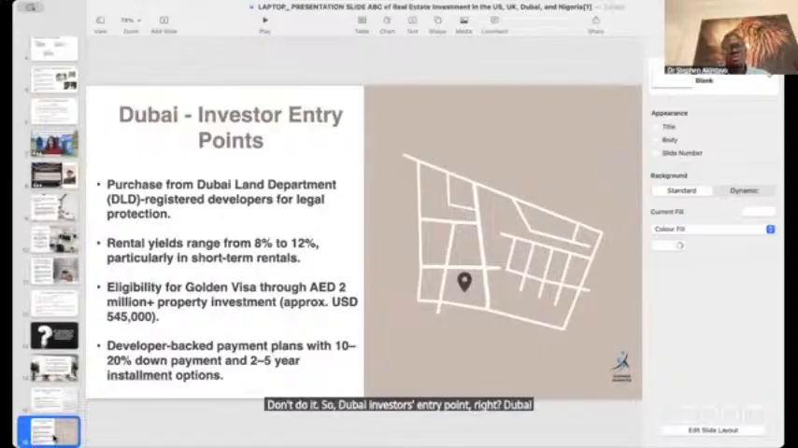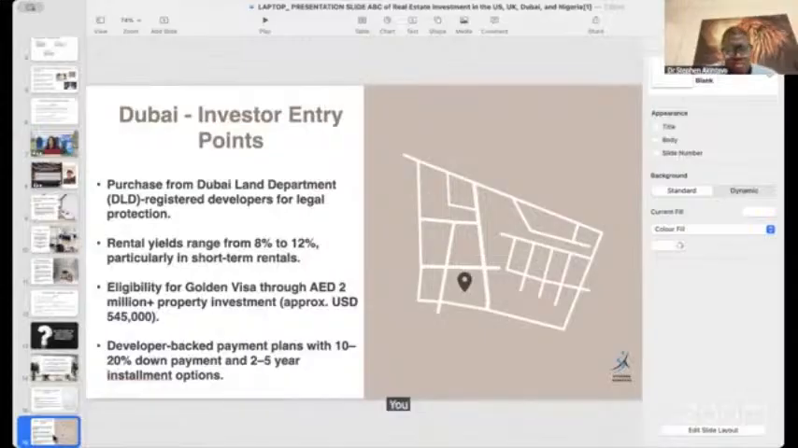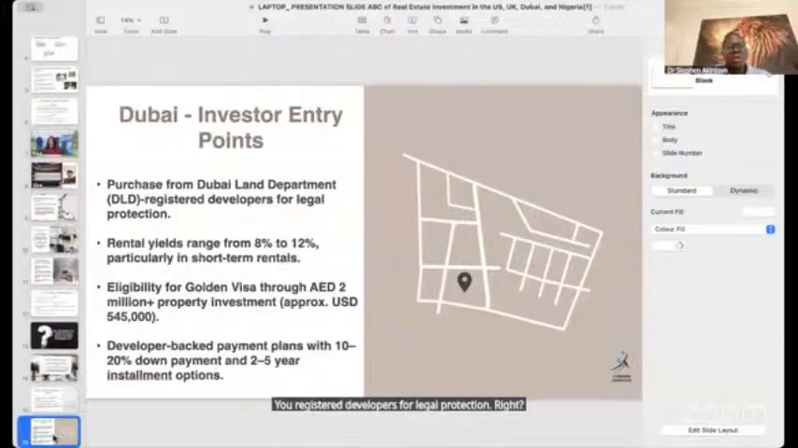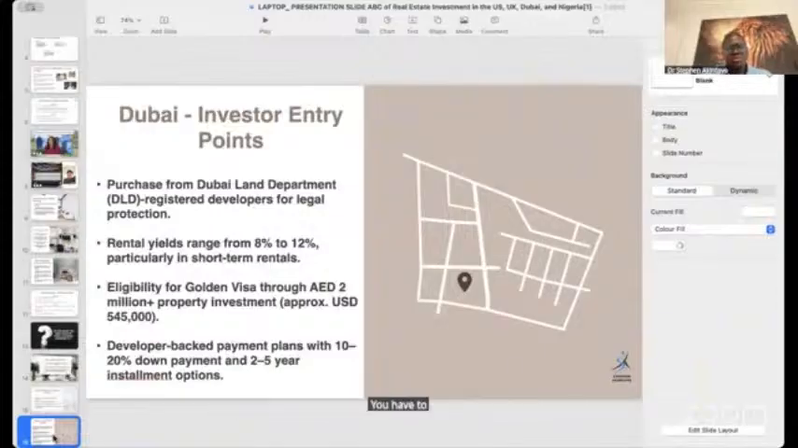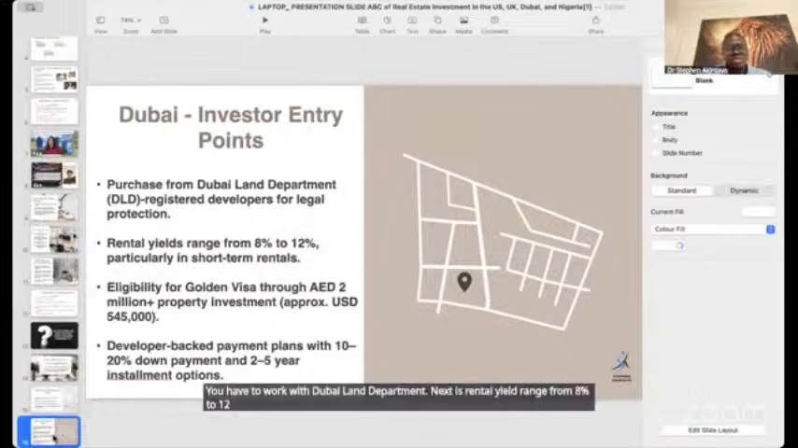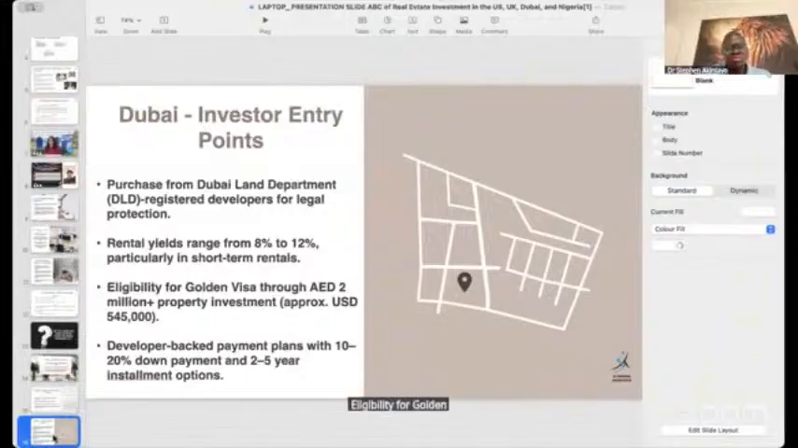So, Dubai investors' entry points. Number one, purchase through the Dubai Land Department, DLD, from registered developers for legal protection. DLD is the Dubai Land Department. If you want to start your real estate company in Dubai, you have to work with the Dubai Land Department. Next, rental yield ranges from 8 to 12%, particularly in short-term rental. Eligibility for the Golden Visa is through 2 million dirhams or more, which is about $545,000, and then you qualify for the Golden Visa.